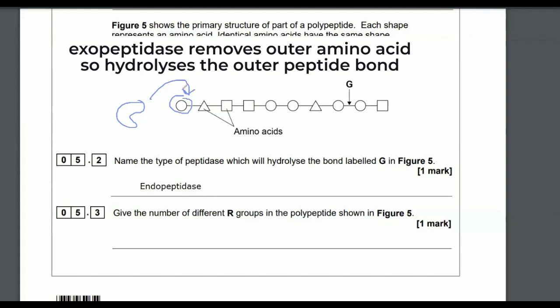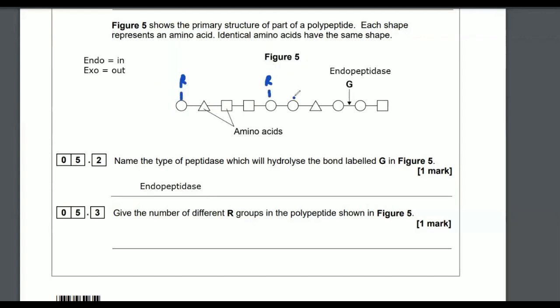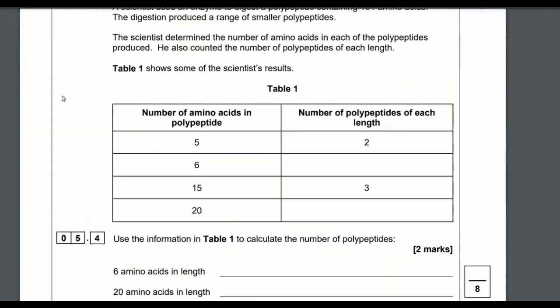Okay, the next question, 5.3. Give the number of different R groups in the polypeptide shown. So let's say all the circles have a blue R group, because all the circles represent the same amino acid, so they have the identical R group. The triangles are another one, they'll have different R groups, and the squares are a different amino acid. So I've done them in different colors here. How many different R groups are there in total? The answer is three different R groups. Remember, the R group is the only thing that differs between the 20 different amino acids.